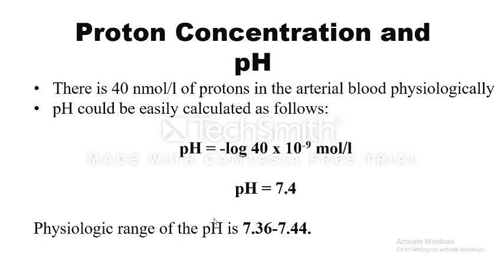There are 40 nanomole per liter of protons in the arterial blood physiologically. This is the normal concentration of hydrogen ion in the arterial blood, that should be maintained. pH could be easily calculated through this formula, and our physiological pH is basically 7.4, and the range that is supposed to be the normal range for pH is 7.36 to 7.44. So our arterial blood pH should be in this range, that is 7.36 to 7.44.